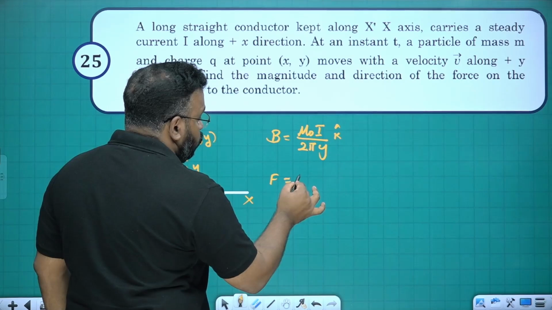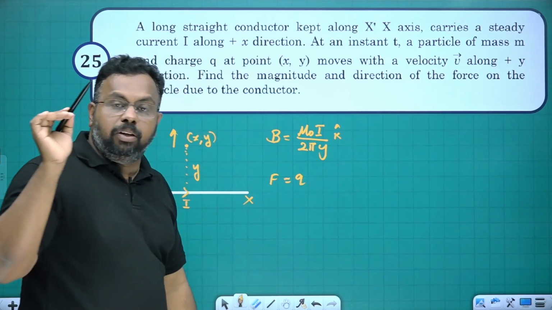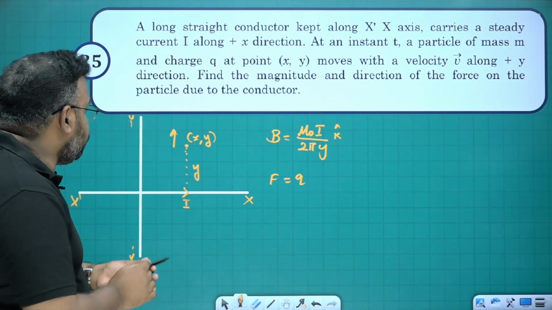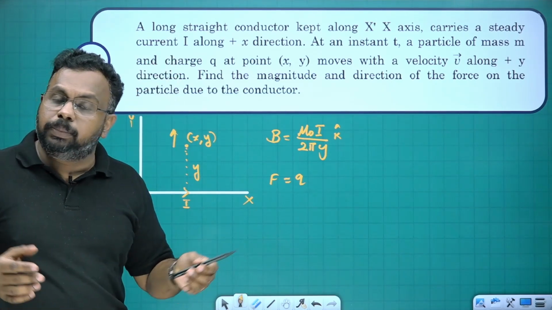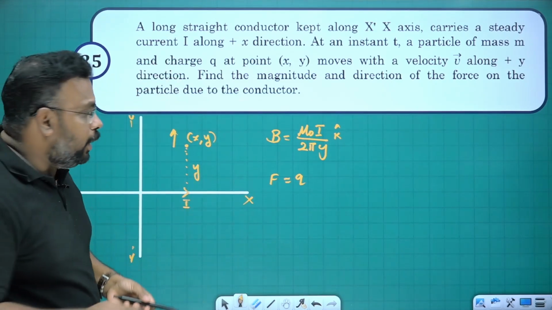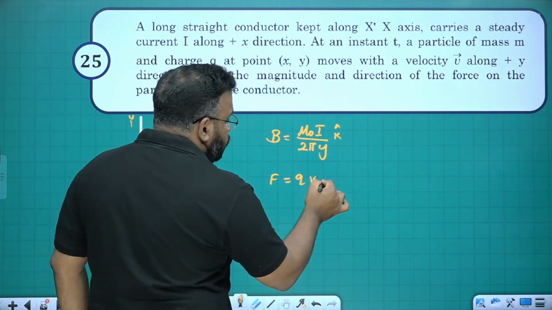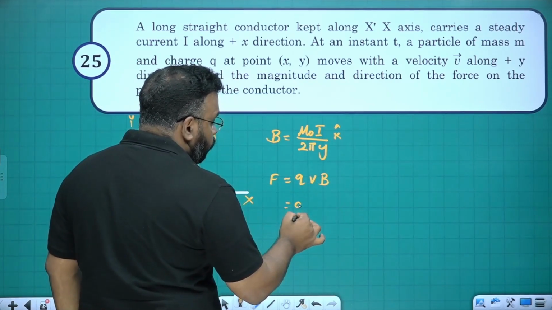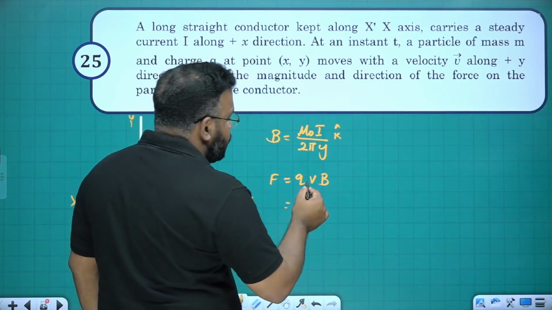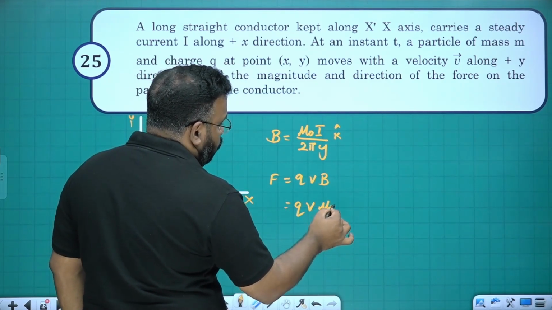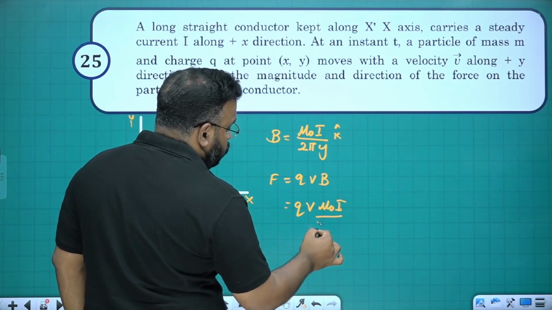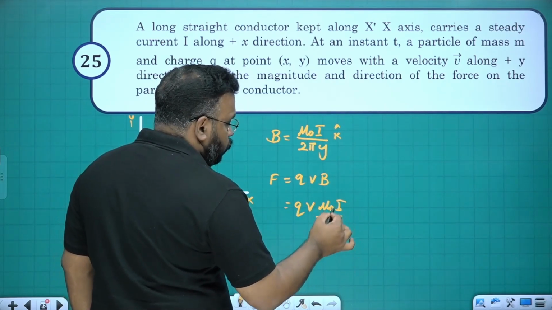Right. Now I'm going to write the formula. F is equal to Q into V cross B. What is the value of theta? Charge is going along y-axis and magnetic field is along z-axis, means no doubt theta is equal to 90 degree. So it is QVB is enough. Q and velocity V itself, magnetic field is mu naught I by 2 pi y.